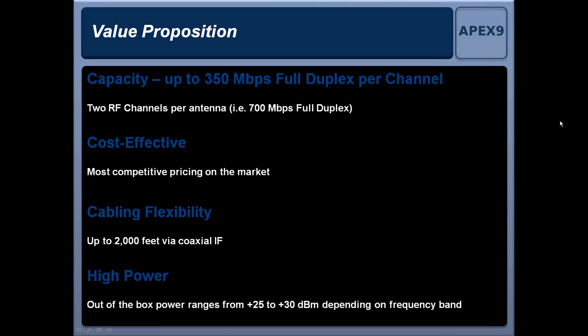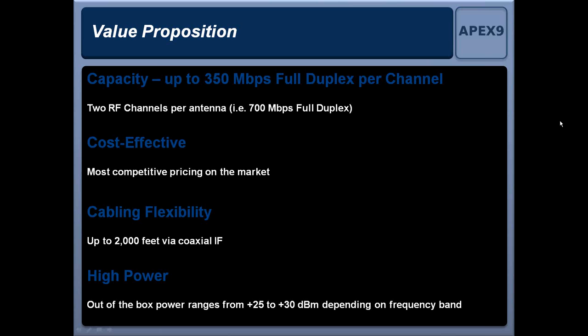So yeah, just summing it up with the Apex 9 backhaul, the value proposition is fairly simple. There's a high amount of capacity given, up to 350 meg full duplex on a single radio, or if you double it up, 700 meg full duplex. It's extremely cost effective. I'm not allowed to talk pricing, but compared to many of the other options out there, we are very competitive with everything in the market, and we've been told that we often are more competitive than what's available.